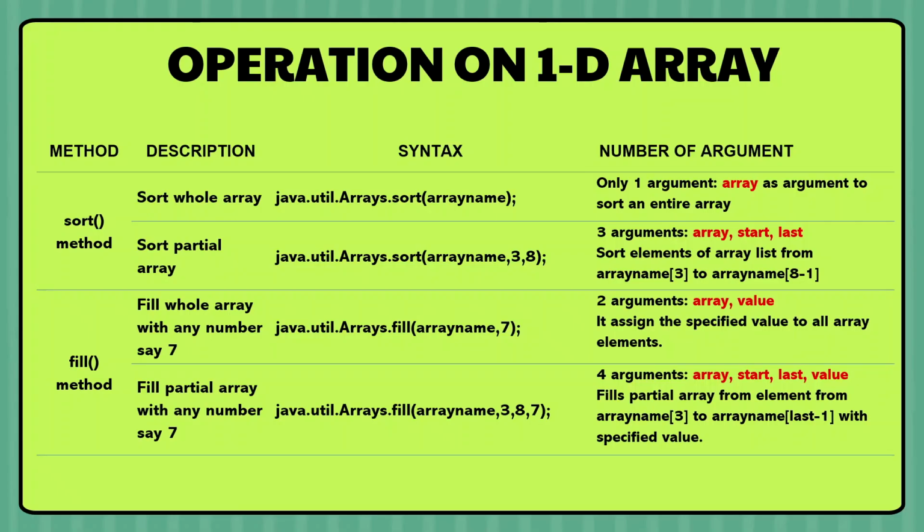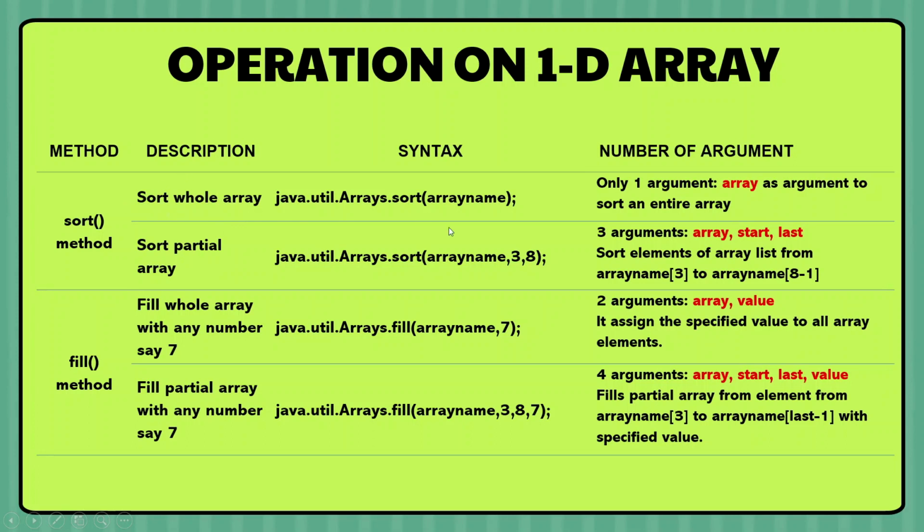In Java, we can use various static methods like sort and fill operations. You just have to use one package, that is java.util.Arrays. Then you can use the sort or fill method. The sort operation is used to sort array elements in ascending order. You can sort the whole array, or you can sort a partial array.